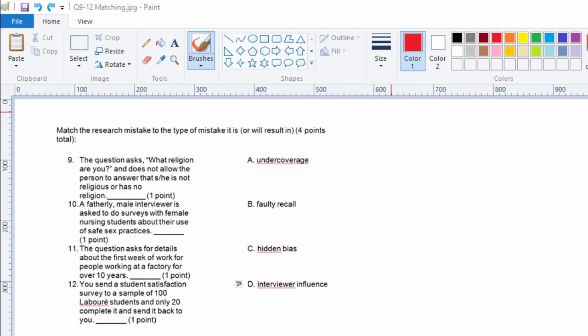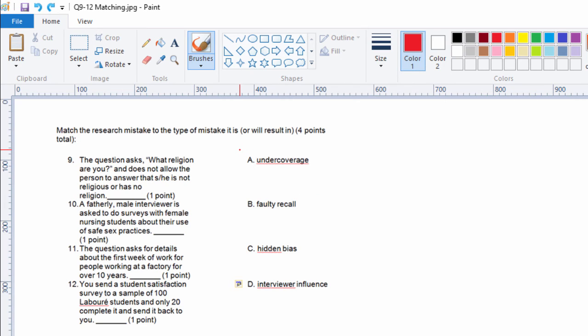All right, finally we get to the last questions here, questions 9 through 12. Match the research mistake to the type of mistake it is or will result in. Let's go over the choices. First we have A, which is undercoverage, okay? So undercoverage means, what does it mean? Well, it means when you're sampling and you don't do a good job of sampling, you miss out a whole subpopulation from your sample. They don't show up in the sampling frame. So undercoverage, the key there is sampling, okay?